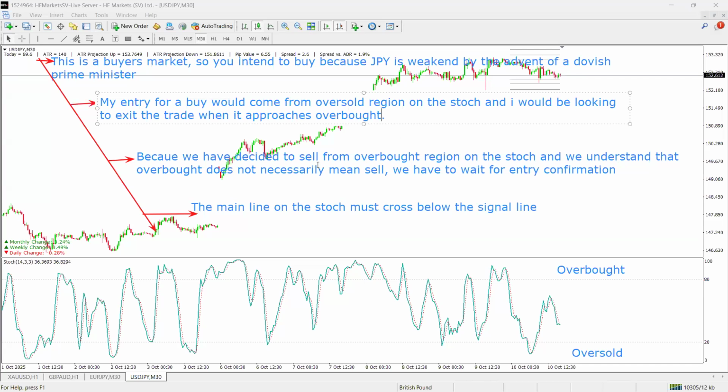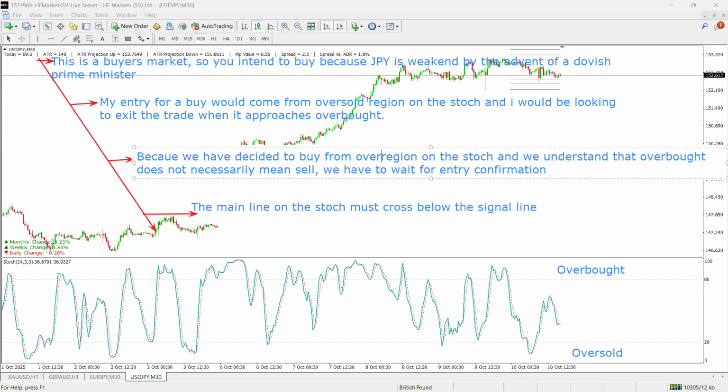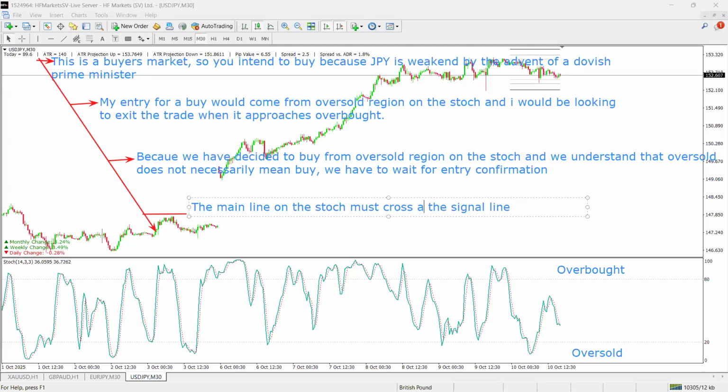It now says because we've decided to buy from an oversold region on the stock, and we understand that oversold does not necessarily mean buy, we have to what? Wait for entry confirmation. And the main line on the stock must cross above the signal line, above.